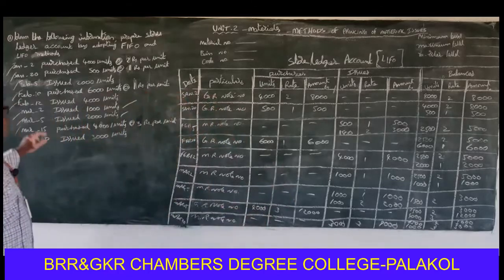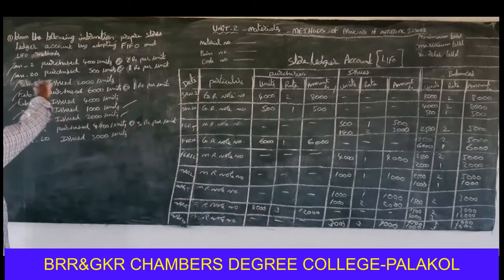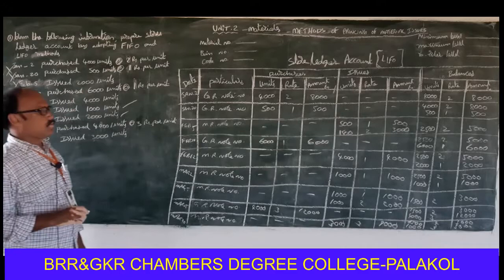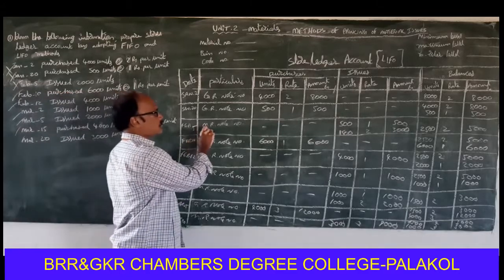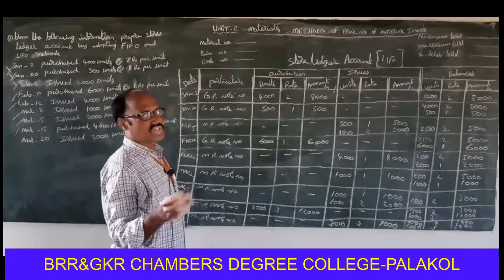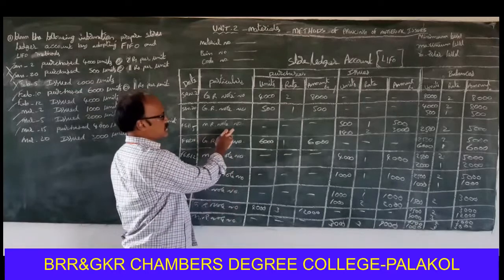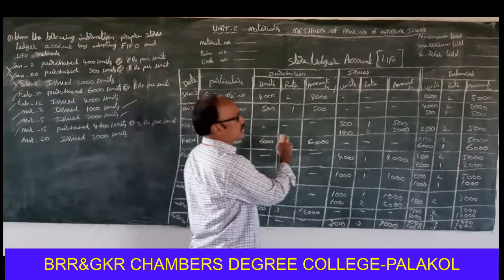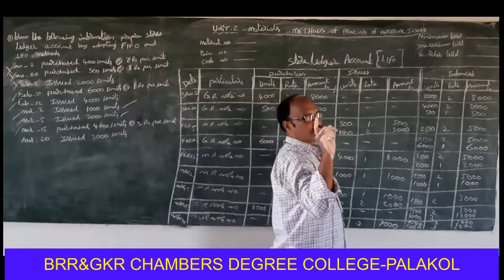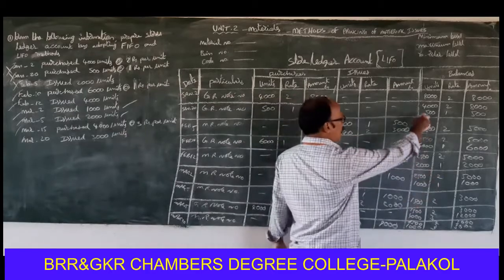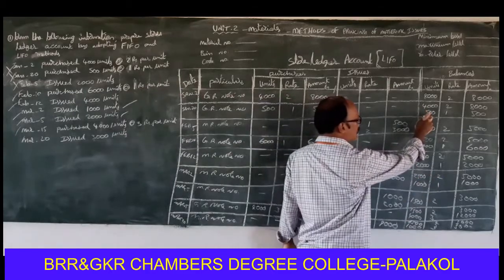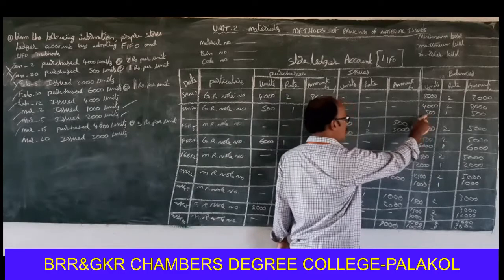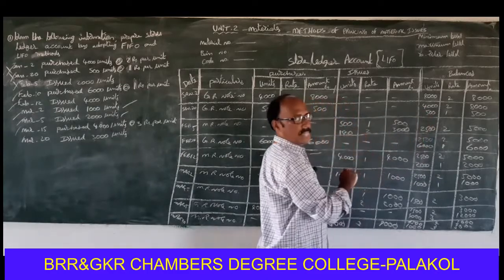Look at that one. February 5th, issued 2,000 units. February 5th issues means a material requisition note number. The number of units wanted to issue is 2,000 units. Last in, first out. This one is the last in, that's why it is first out.